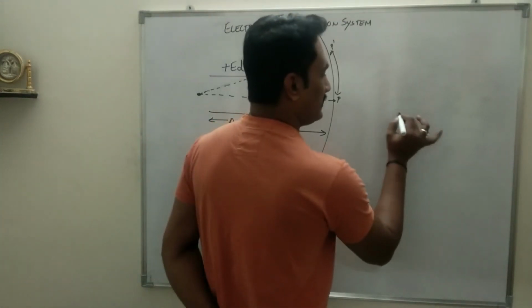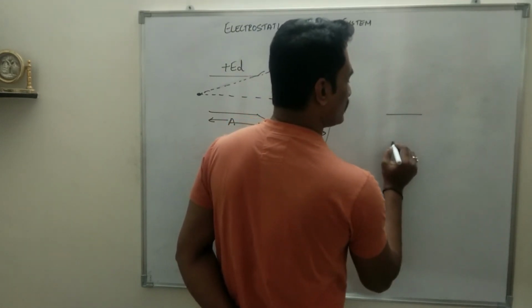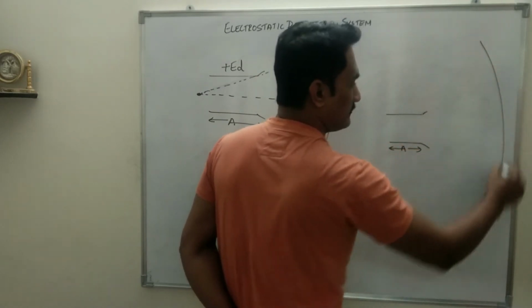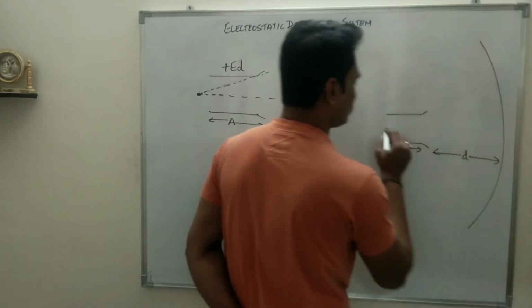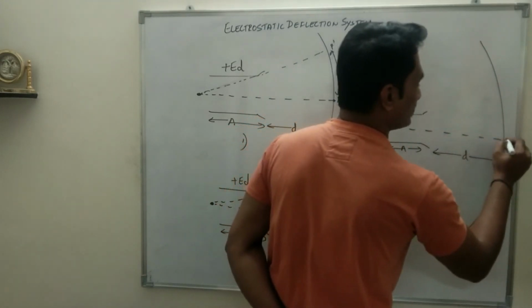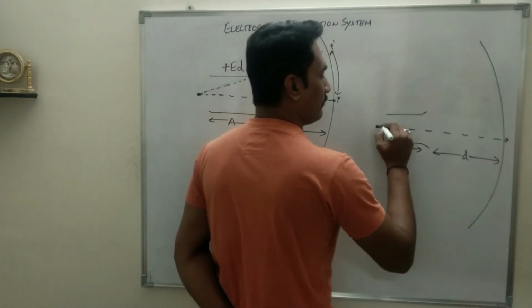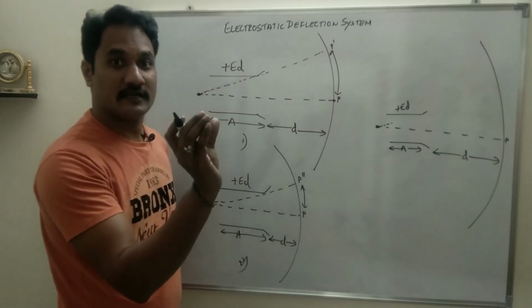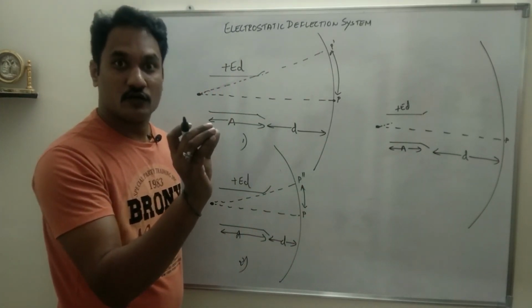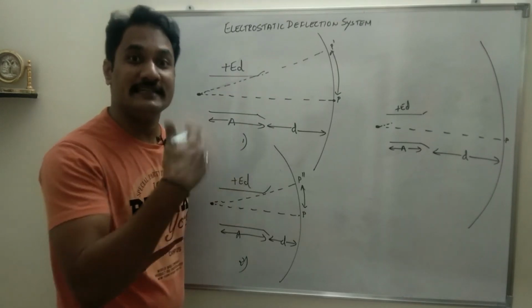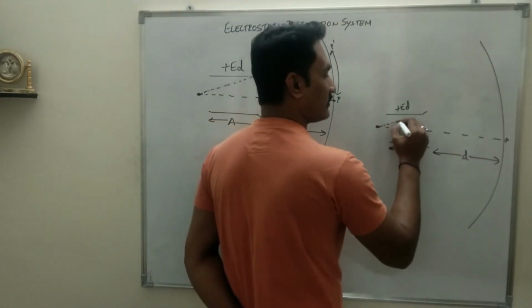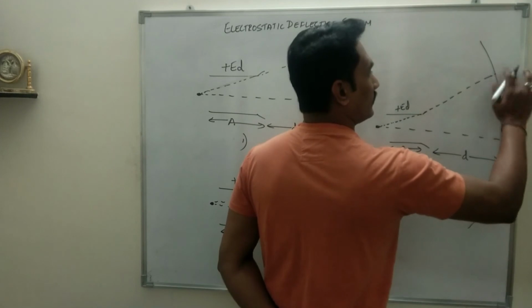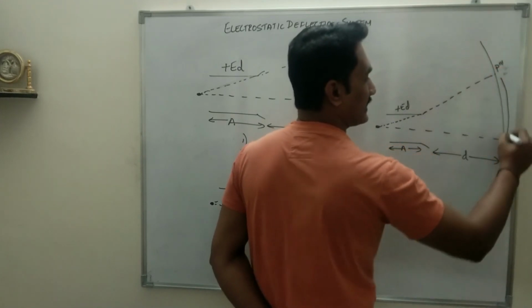Next, the third case. In the third case, I will shorten the area of cross section of the plate, but I'll keep D constant. Of course, when no potential is applied, it is going to hit the screen at P, but when the same potential is applied to a decreased area of cross section, the electric field between the two plates will be increased. So there will be more force on the electrons which are deflected, and the electrons will go and hit the screen at, say, P triple dash.